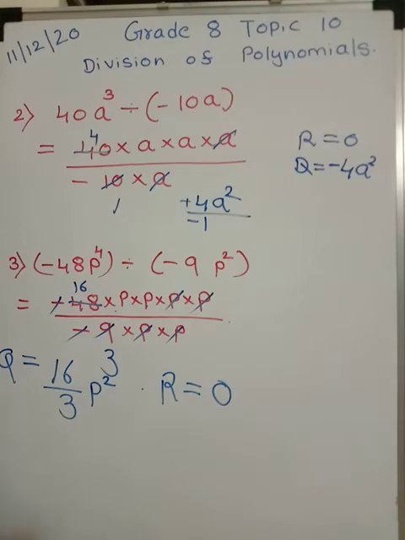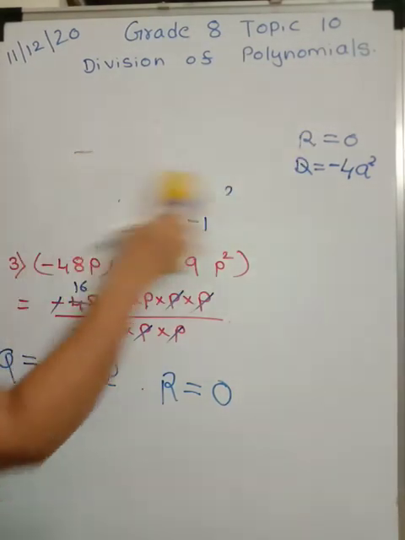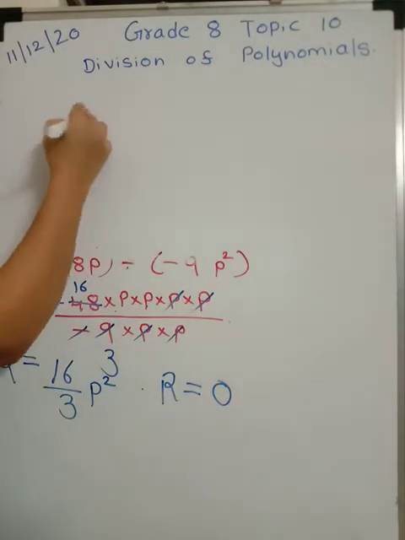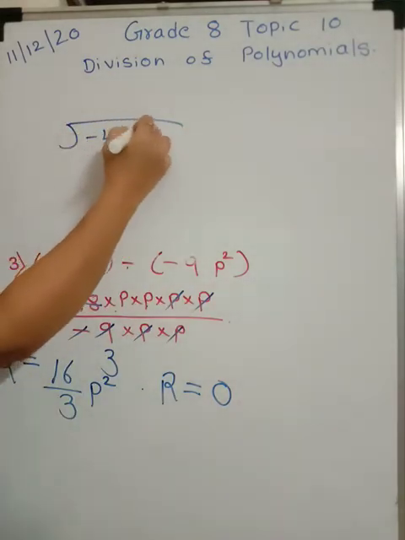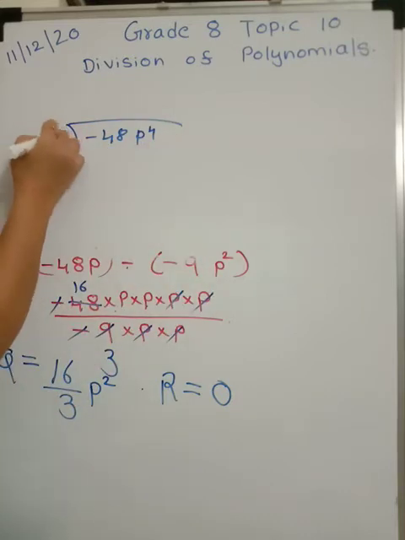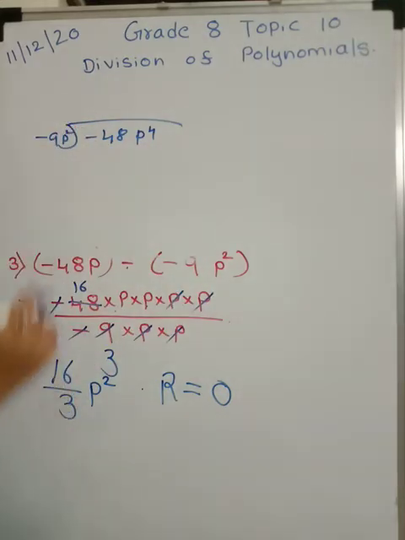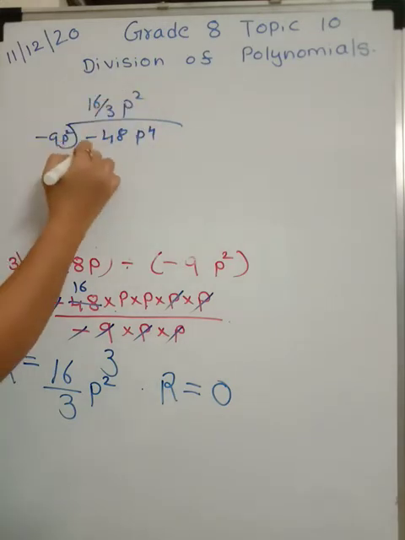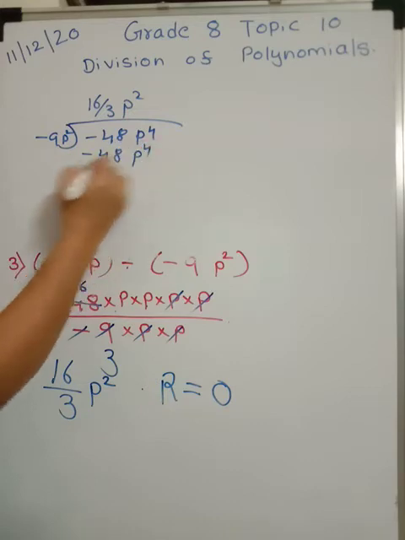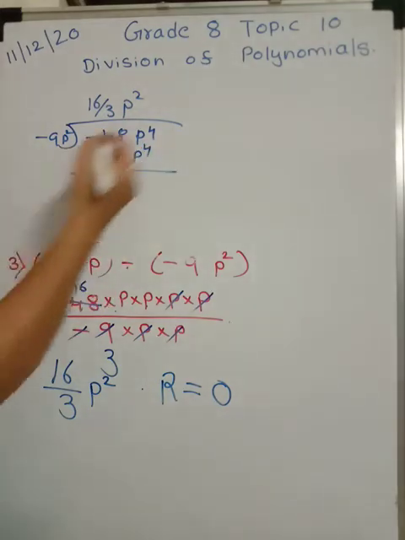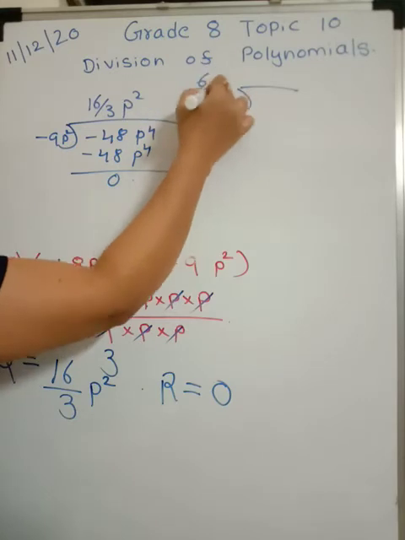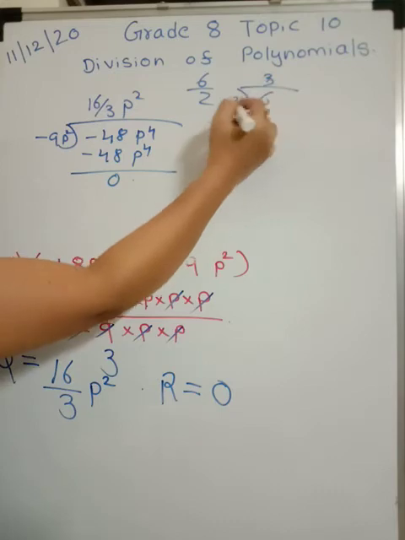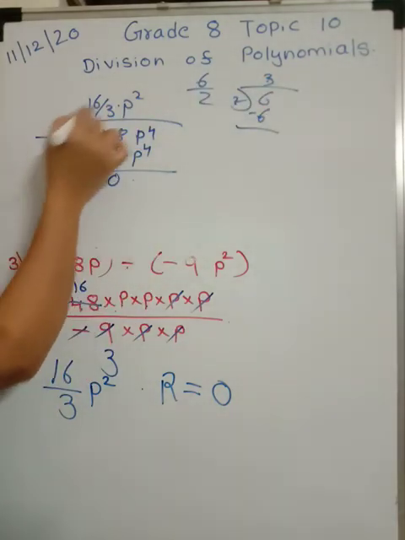Is this clear? Now how it works, let me tell you all. If I am dividing minus 48p raised to 4 divided by minus 9p square, what I said, quotient is 16 by 3p square. If I multiply these two, I am going to get 48p raised to 4 and remainder I will get 0. Simple way I will tell you. If I am dividing 6 by 2, 2 3s are 6. So if I multiply these two, I am going to get this answer. Let us multiply these two and check out.